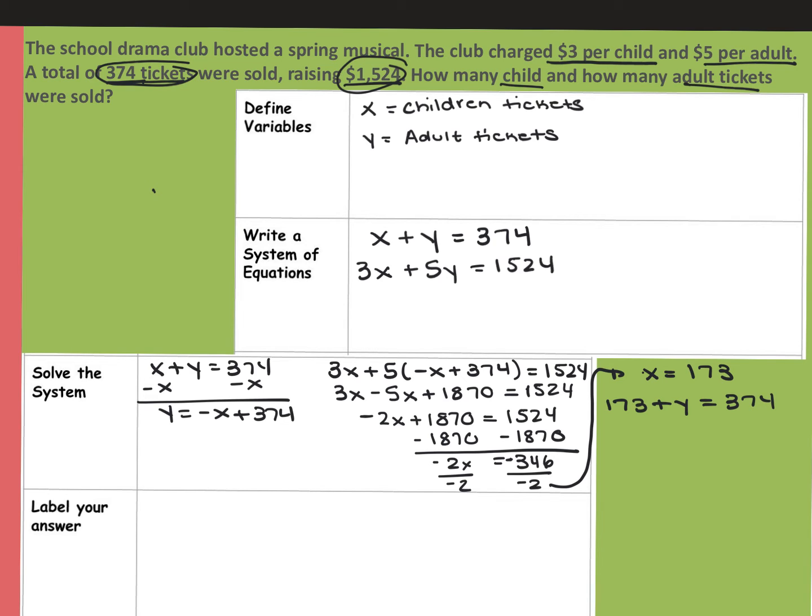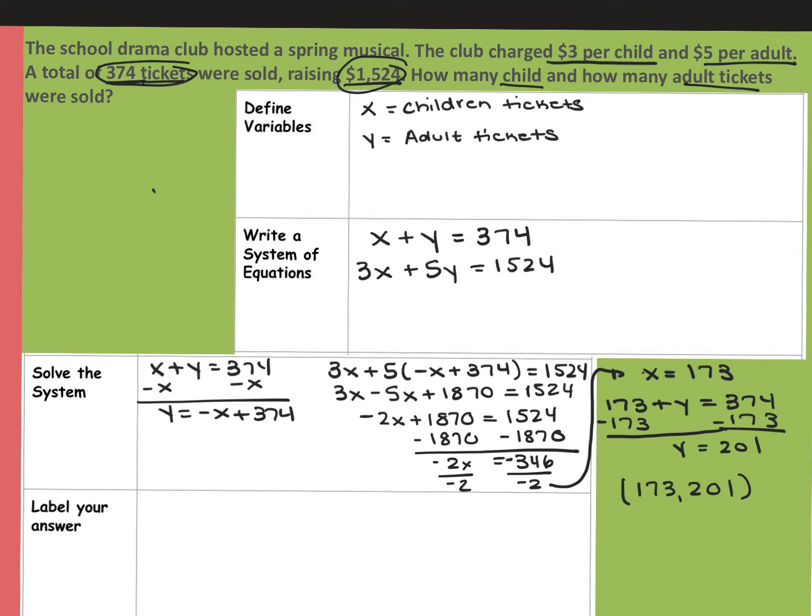All right. So now in order to get y by itself, I'm going to subtract 173 from 374. And I get y is equal to 201. So we get this ordered pair, an x term and a y term. We get the ordered pair of 173, 201.